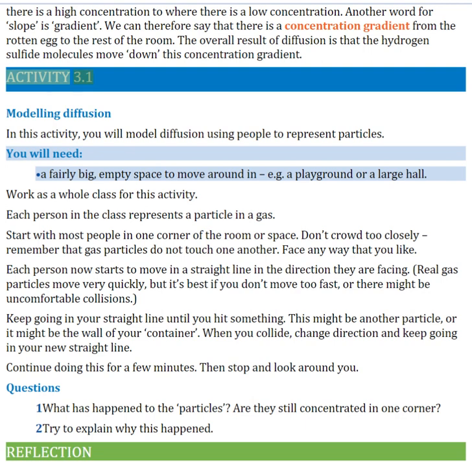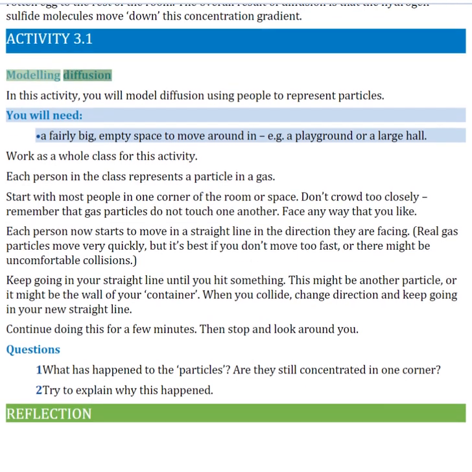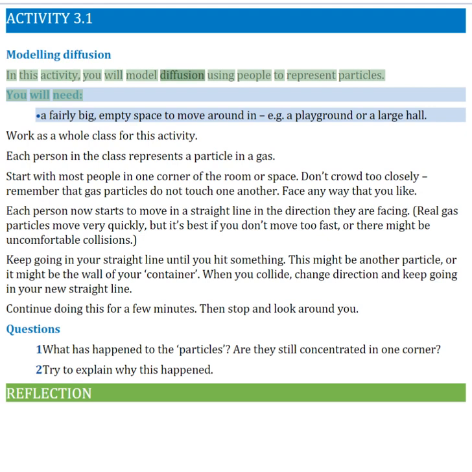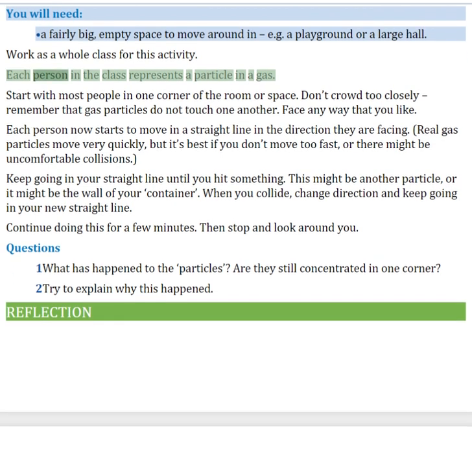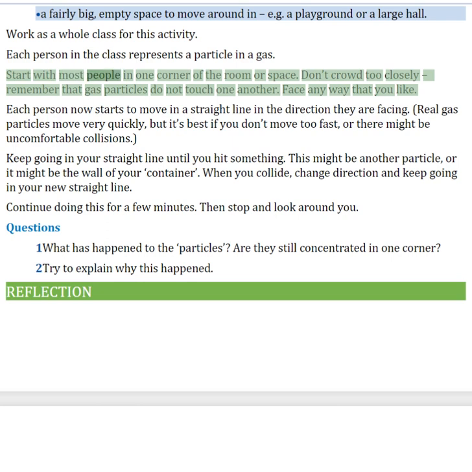Activity 3.1. Modeling diffusion. In this activity, you will model diffusion using people to represent particles. You will need a fairly big, empty space to move around in, e.g. a playground or a large hall. Work as a whole class for this activity. Each person in the class represents a particle in a gas. Start with most people in one corner of the room or space. Don't crowd too closely. Remember that gas particles do not touch one another. Face any way that you like.